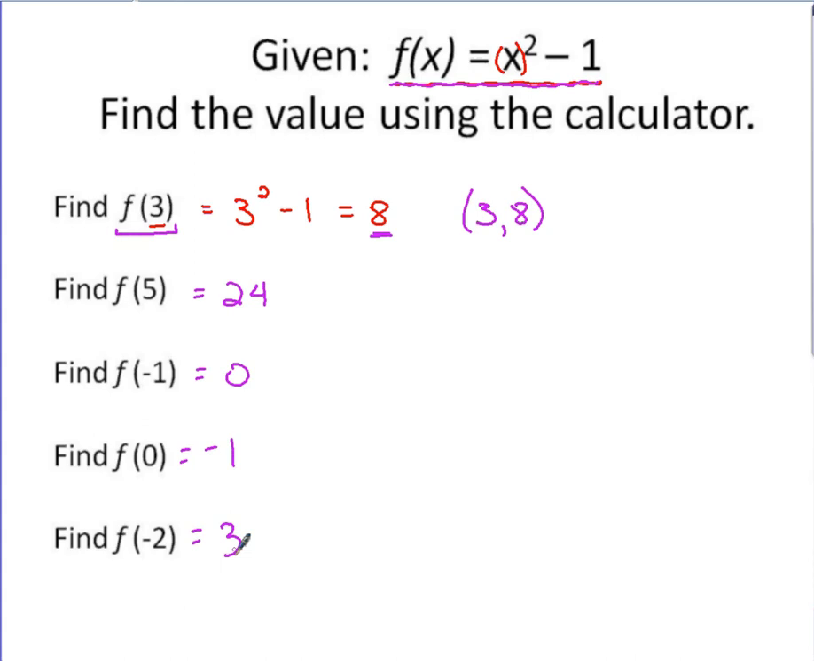If we're just evaluating functions for certain values of x, we can plug this function into the y equals screen on our calculator, and we can simply go to the table and plug the x values in. It can be that simple.